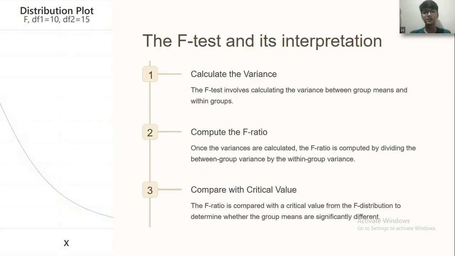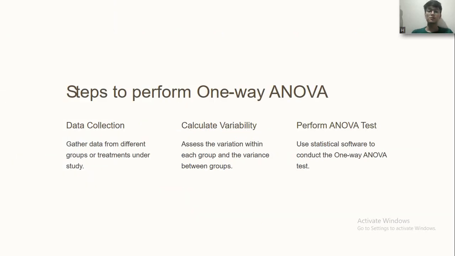So this is about the F-test and its interpretation. First is to calculate the variance. The F-test involves calculating the variance between group means and within groups. Second is to compute the F-ratio. Once the variances are calculated, the F-ratio is computed by dividing the between-group variance by the within-group variance. Third is to compare with the critical value. The F-ratio is compared with a critical value from the F distribution to determine whether the group means are significantly different.